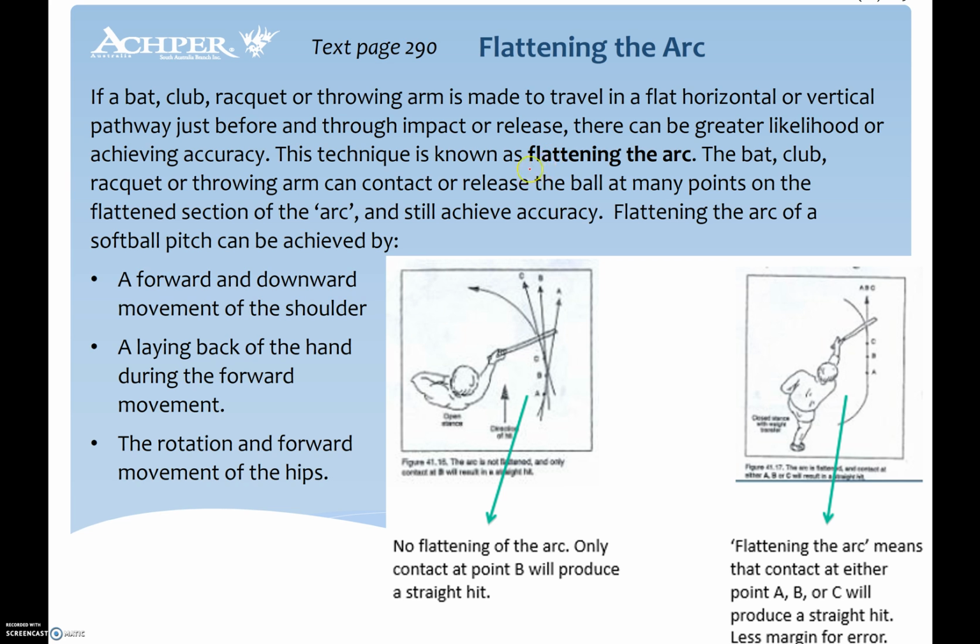The technique is known as flattening the arc. The bat, club, racket or throwing arm can contact the ball at many points on the flattened section of the arc and still achieve accuracy. So we can see here that we're not flattening the arc there. So if we hit the ball here, it'll go out there. If we hit the ball here, it'll go there. If we hit the ball there, it'll go there. Where here, they've flattened the arc. So if they hit the ball there, there, or there, it will all go in the same direction.